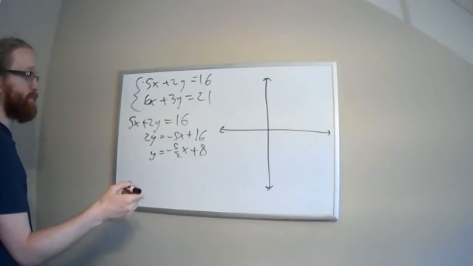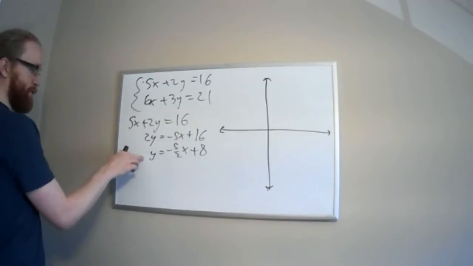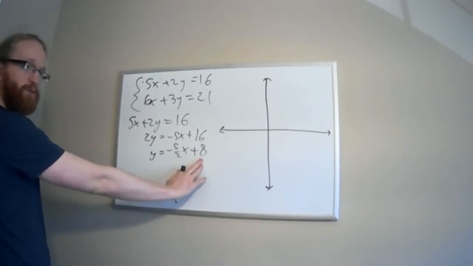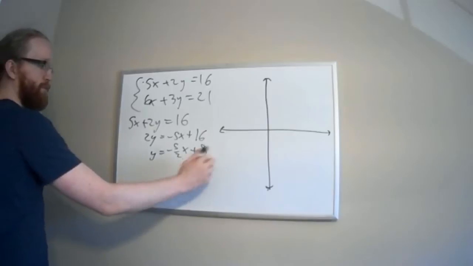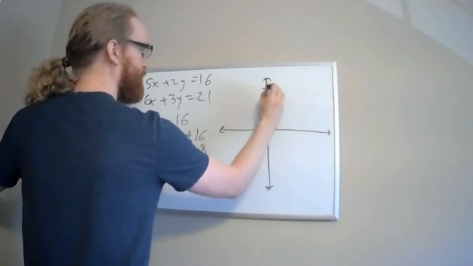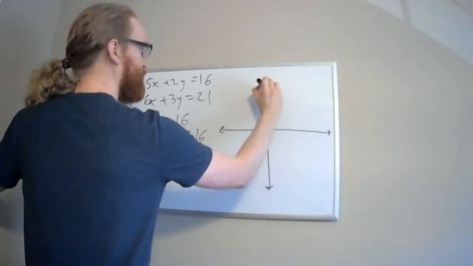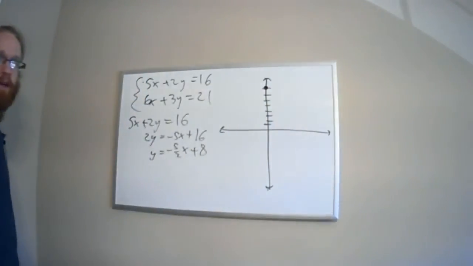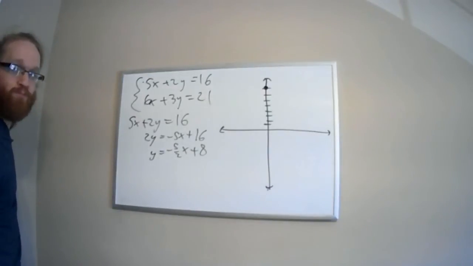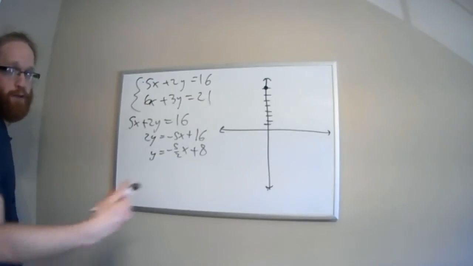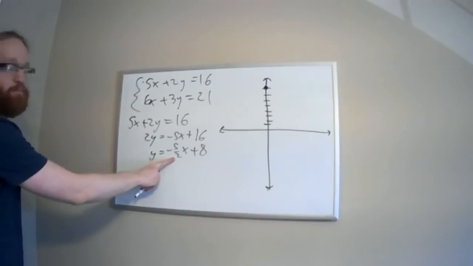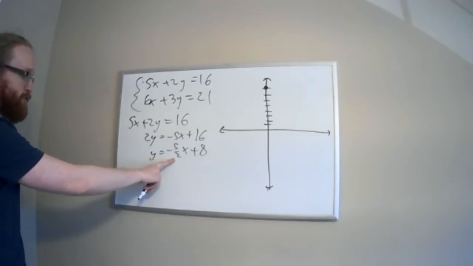Okay. So if I wanted to graph this line, I know the y-intercept is 8 because I'm in slope-intercept form. So my starting point is 8 on the y-axis. That's 8 tick marks, and I plot a point at 8 on the y-axis. That's where the y-intercept is. That's my starting point. Now I just need to find another point on the line so I can connect the dots. To do that, I'm going to use the slope, and the slope is negative 5 over 2.